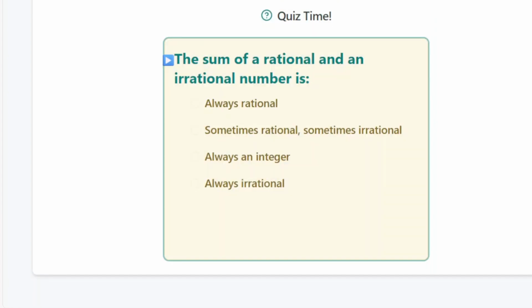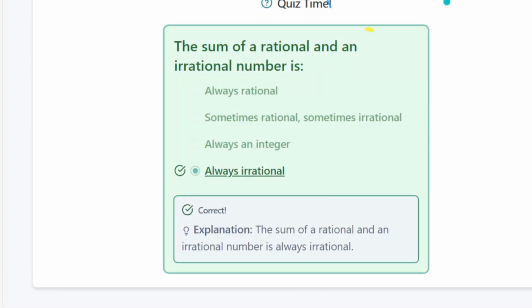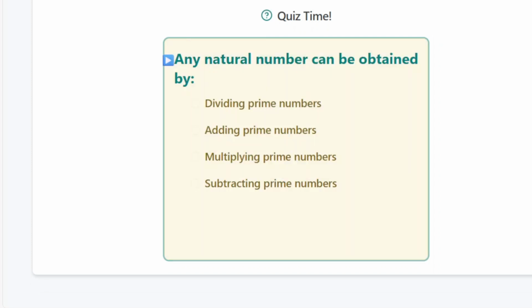The sum of a rational and an irrational number is Option A. Always rational. Option B. Sometimes rational, sometimes irrational. Option C. Always an integer. Option D. Always irrational. Correct. The answer is, always irrational. Explanation: The sum of a rational and an irrational number is always irrational.